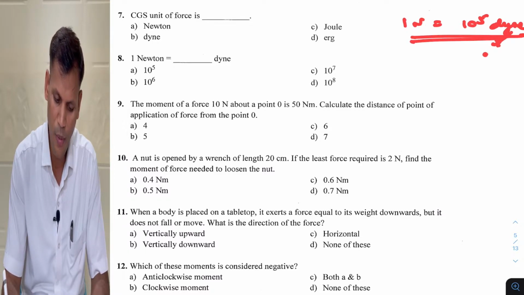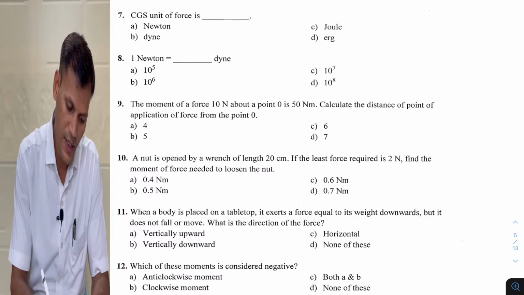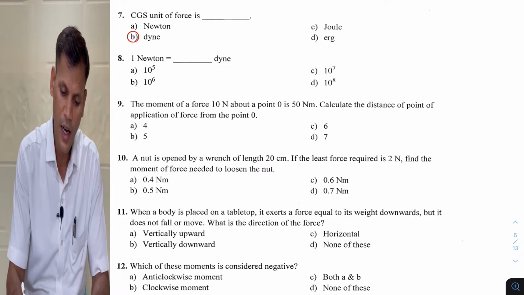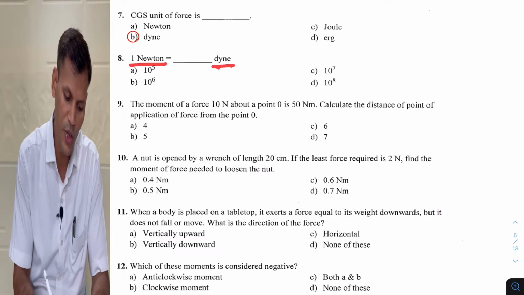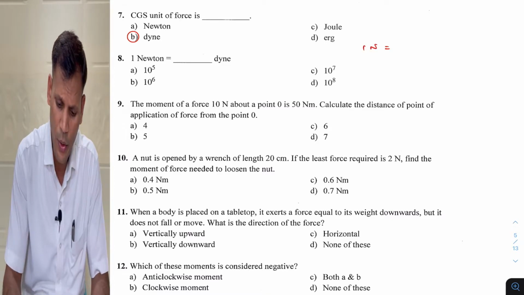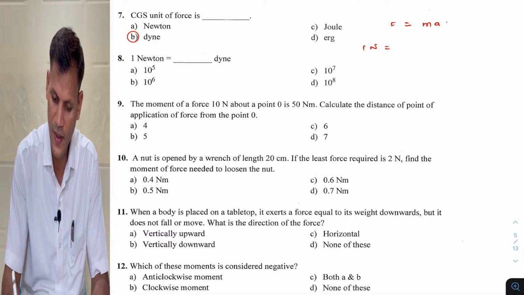In the next question, probably they are asking the same thing. So that is dyne. The CGS unit of force is dyne. And 1 Newton is equal to how much dyne? We can calculate 1 Newton. Newton is the unit of force. It is mass into acceleration.